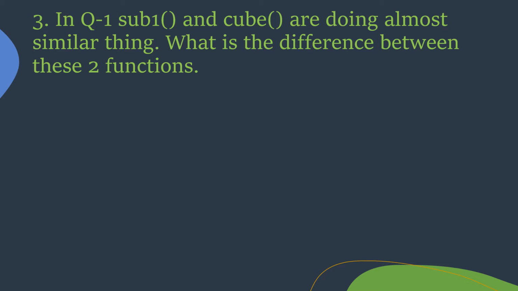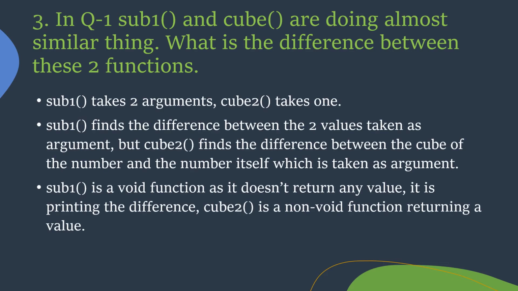In question number 1, sub1 and cube2 are doing almost similar things, these two functions. Then what is the difference between these two functions? You can see sub1 function takes two arguments a and b, but cube2 function takes only one argument, that is x. Similarly, sub1 function finds the difference between the two values taken as arguments, but cube2 function finds the difference between the cube of the number which is taken as the argument and the number itself.